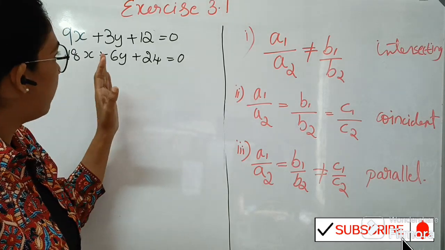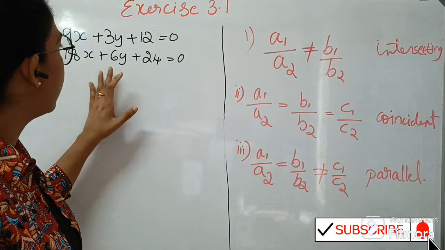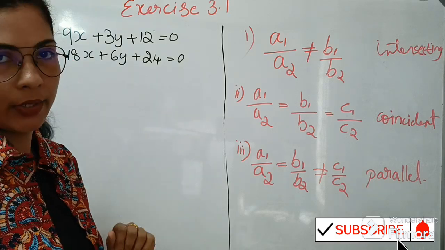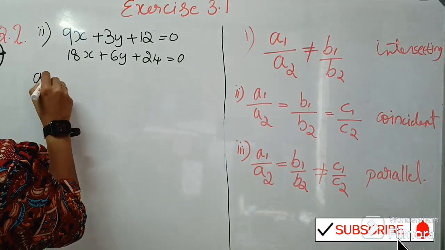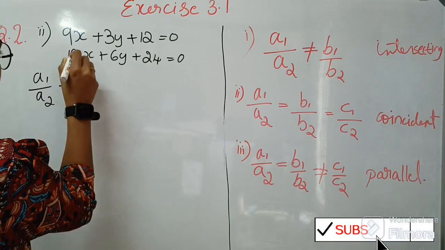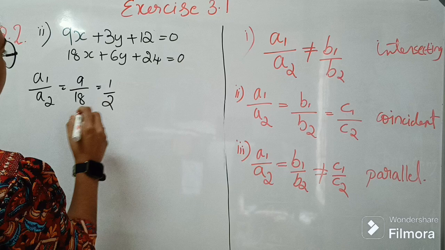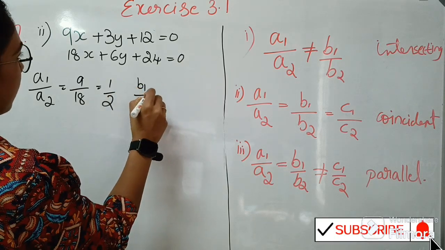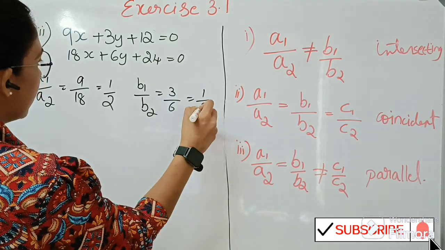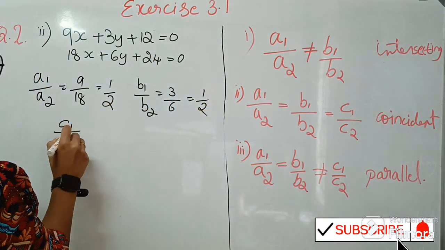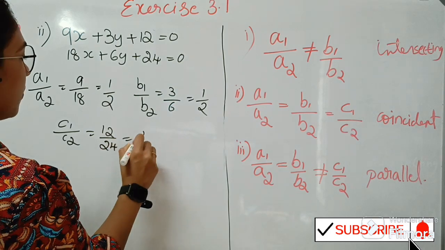The next one is 9x plus 3y plus 12 is equal to 0 and 18x plus 6y plus 24 is equal to 0. As we did, a1 by a2 is equal to 9 by 18 which is equal to 1 by 2. And b1 by b2 is equal to 3 by 6 which is also 1 by 2. And finally, c1 by c2 is equal to 12 by 24, which is equal to 1 by 2.